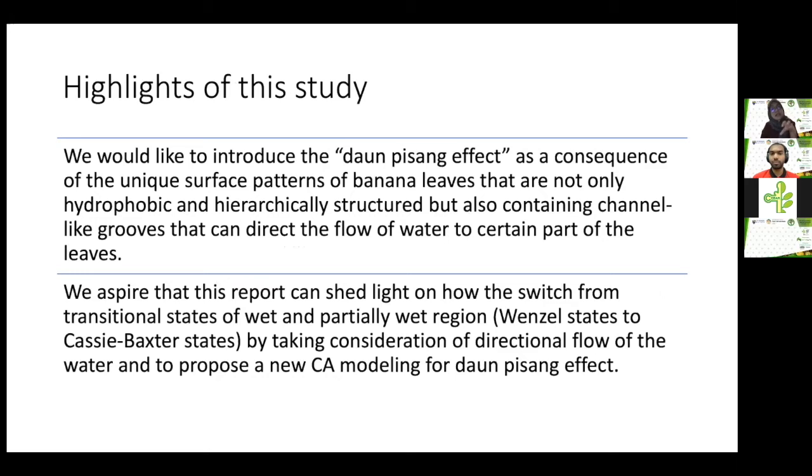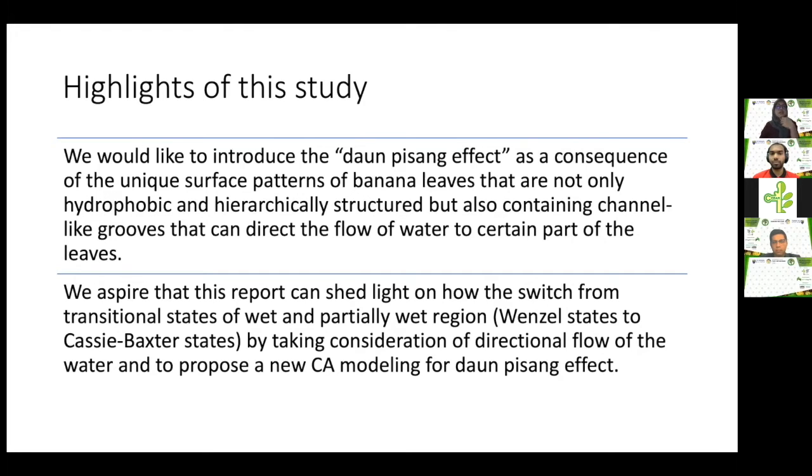So the highlight of this study is that we would like to introduce the Daun Pisang effect, a consequence of this unique surface pattern of banana leaves, so that it is not only hydrophobic, meaning anti-wetting, but also has a hierarchical structure. You will see later what we found under the high-resolution electron scanning microscope. Not only that, it also contains channel-like grooves that can direct the flow to certain parts of the leaves.